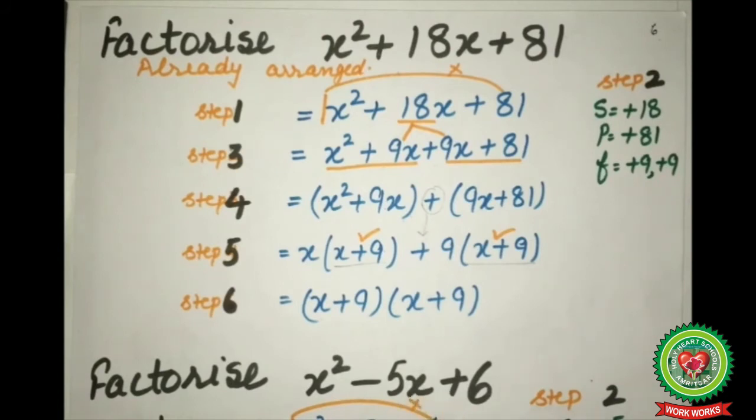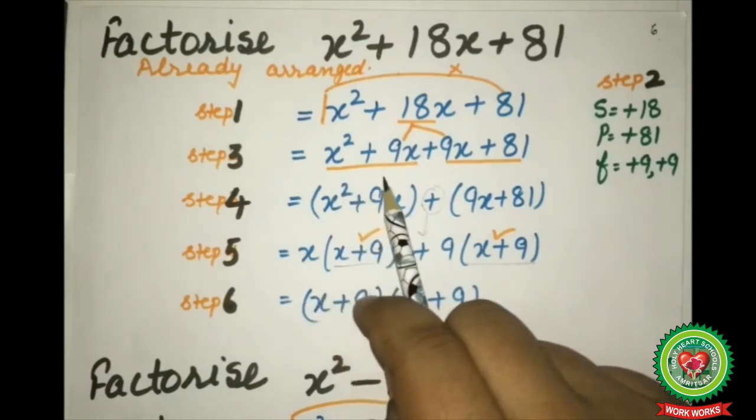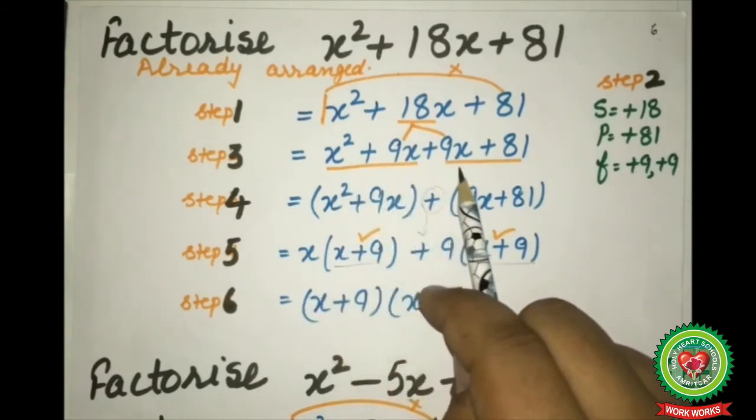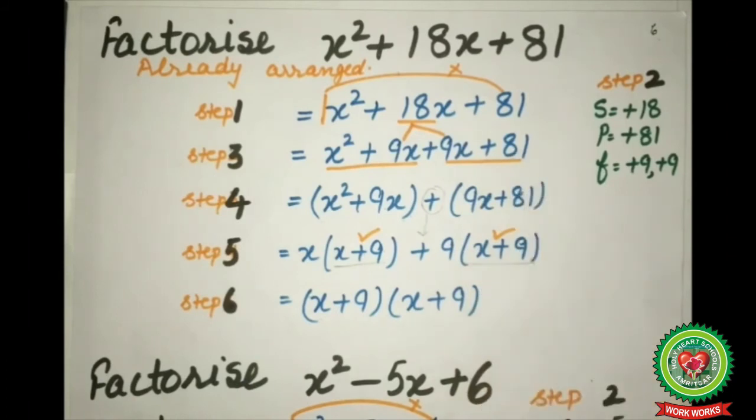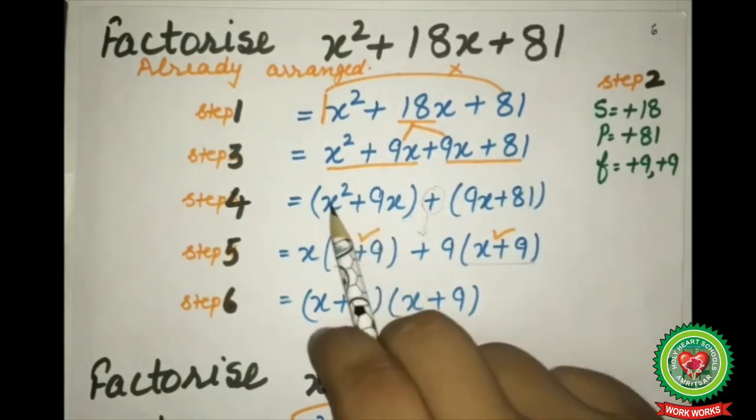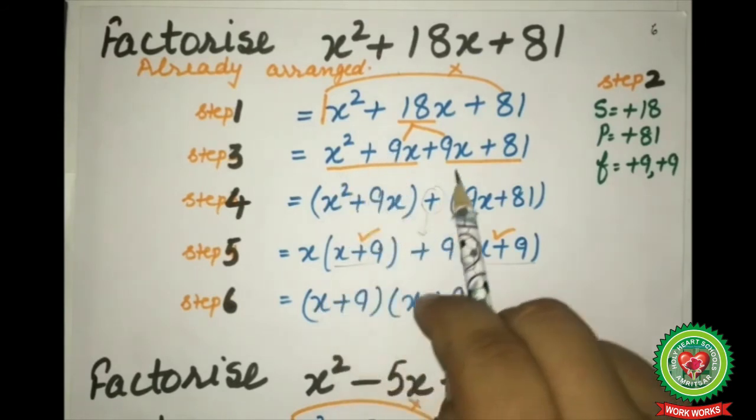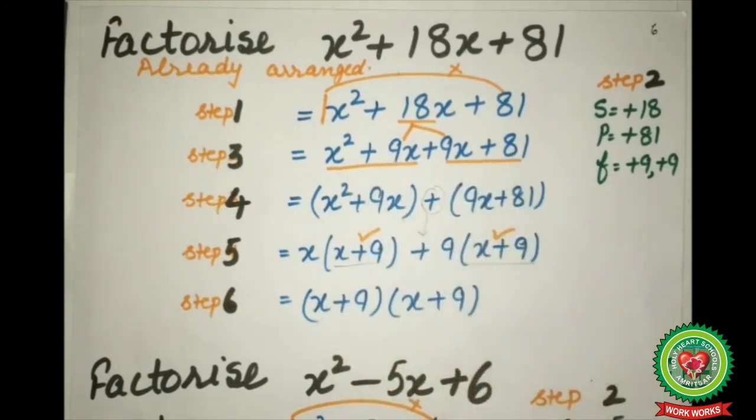Now the next step is that we have to split the middle term. On splitting the middle term, we get x square plus 9x plus 9x plus 81. Now the next step is that we have to do the grouping of first and second term and third and fourth term. So we have done the grouping.